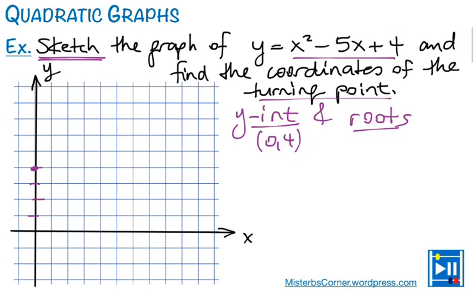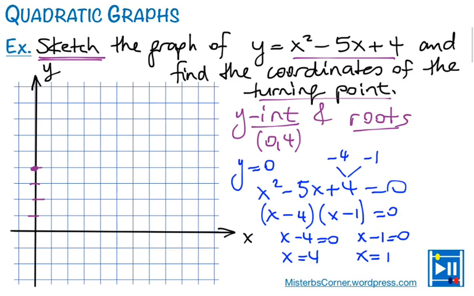For y equals 0, that's going to be x squared minus 5x plus 4 equals 0, where when you solve this, you find the roots to be 1 and 4. So the coordinates will be (1, 0) and (4, 0). So let's plot these. It's going to be 1 here. So this is my root. 2, 3, 4. This is my root.